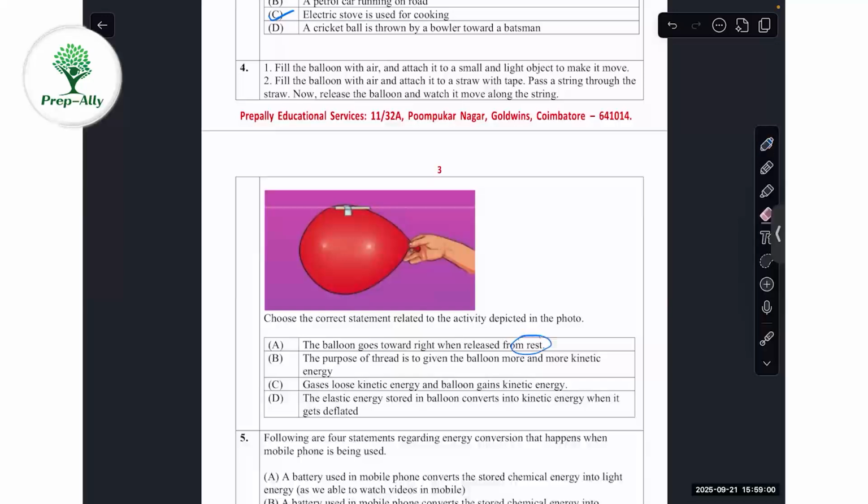When you release it from rest, balloon will move to the right. Definitely wrong. If you release it, air will come outside, so balloon will move to the left. This statement is wrong. Purpose of the thread is to give balloon more and more kinetic energy. No, thread is to ensure that balloon goes in a straight line rather than zigzag manner. Gases lose kinetic energy. Gases don't lose kinetic energy because the air molecules will anyway be coming out with some kinetic energy. So gases are not losing kinetic energy there.